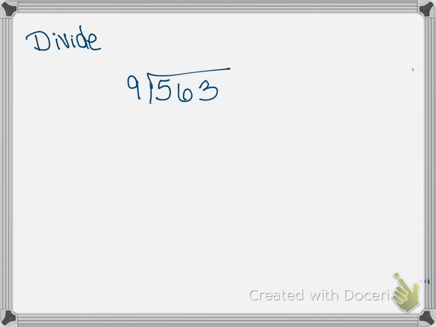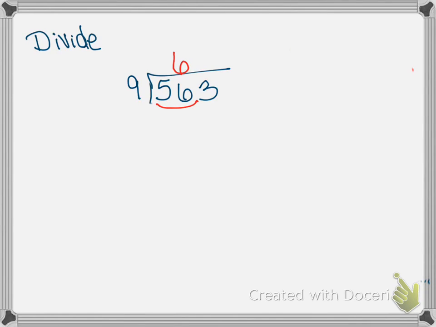Okay, what would I do? What would I do to solve this problem right here? What would I ask myself? Good. How many times does 9 go into 56? Another way to say that is 9 times what gets me close to 56? Okay. How many times does 9 go into 56? 6. Now look where I'm putting my 6. I'm putting my 6 over my tens place because that's where it's going to fall.